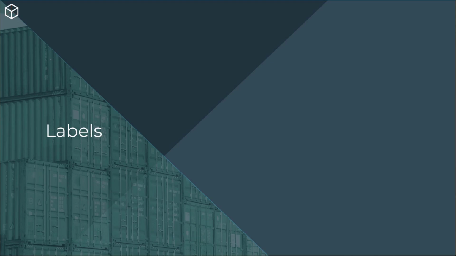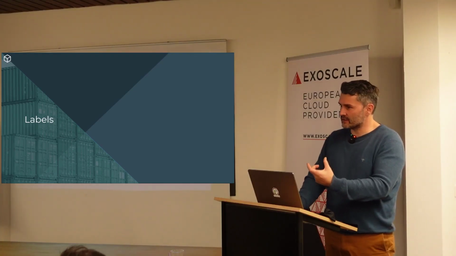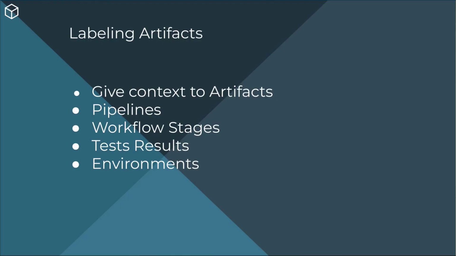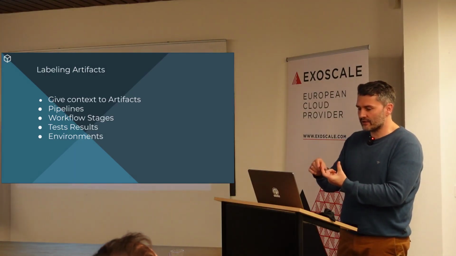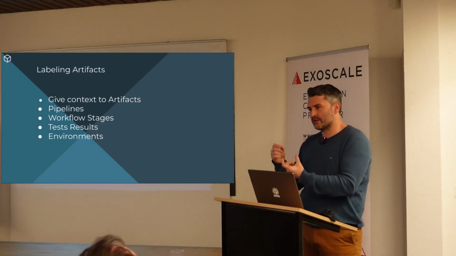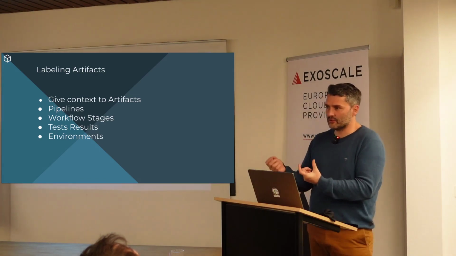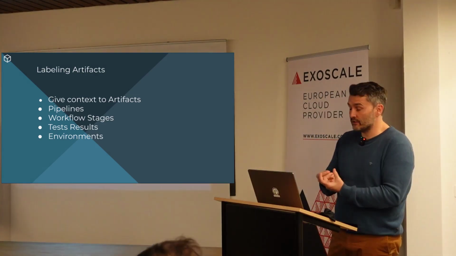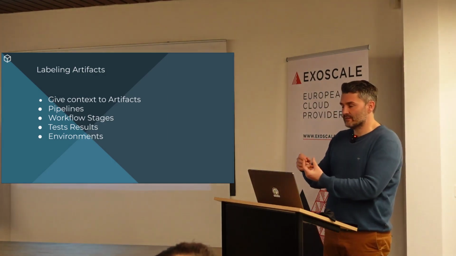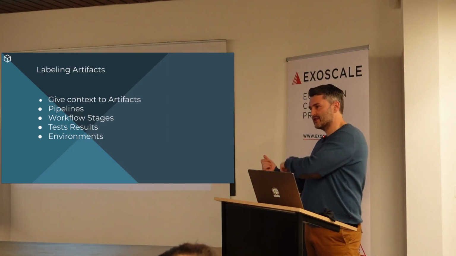Then labels. Labels on artifacts is something that is not very commonly used. So why do you want to have labels on artifacts? What is the benefit? Labels on artifacts allow you to provide your artifact with additional context. It's a kind of metadata that you attach to your artifact, and you can use it to control your pipelines, or to give some outputs of pipelines, attached to the artifact, right?